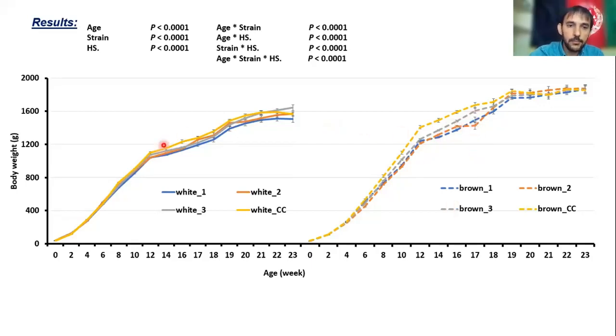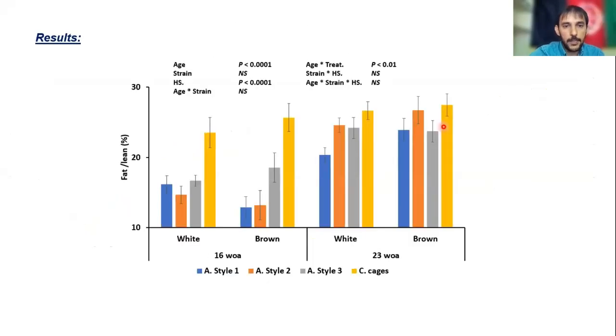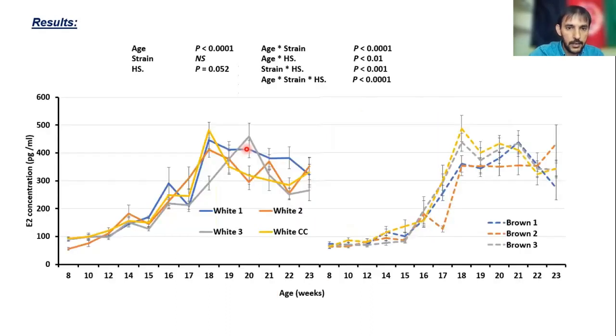So this increase in body weight was associated with the fat lean percentage, or fat deposition, of the birds. At 16 weeks of age, we see that birds which were kept in conventional cages had the higher fat percentage compared to the aviary systems in both strains. The higher body weight and the fat concentration, which was from the DEXA machine, the body composition, affected the steroidal concentration of the birds.